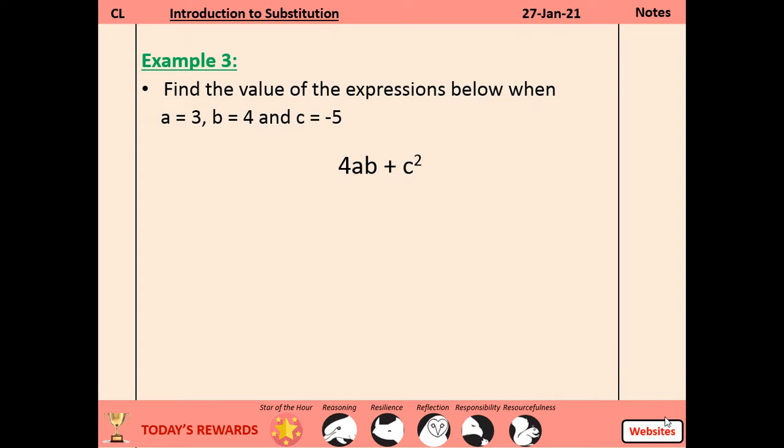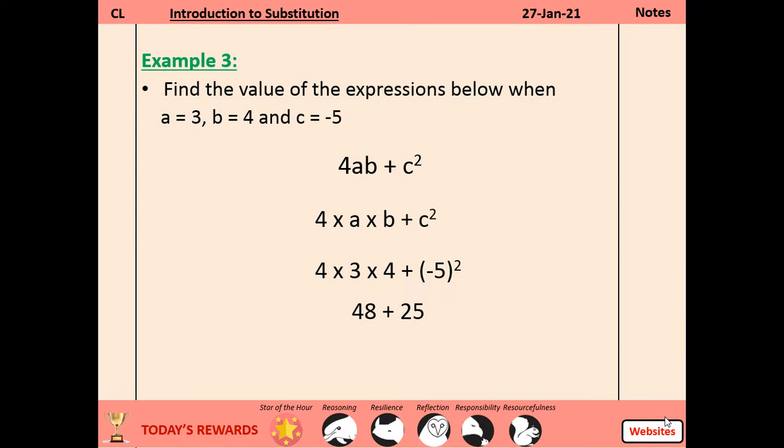Okay. So 4ab plus c squared. What does 4ab mean? It means 4 times a times b plus c squared. Now replace the values with the numbers given. So that'd be 4 times 3 times 4 plus minus 5 all squared. Well, what is 4 times 3 first? It's 12. Times by 4 is 48.